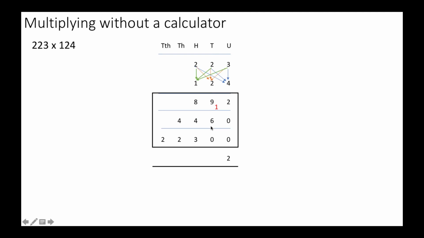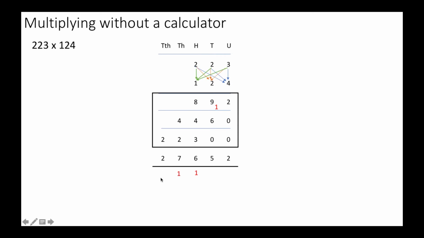Well, 6 add 9 makes 15, so I need to put my 5 in, and I need to carry my 1 onto my other column, and I've put it underneath this time, just so it's easy to see which ones I've got to add up. So 8 add 4 add 3, well that's 15, plus the 1 here makes 16. So again, 6 and carry the 1. 4 add 2 add 1 is 7, and then 2 on its own here is just 2.